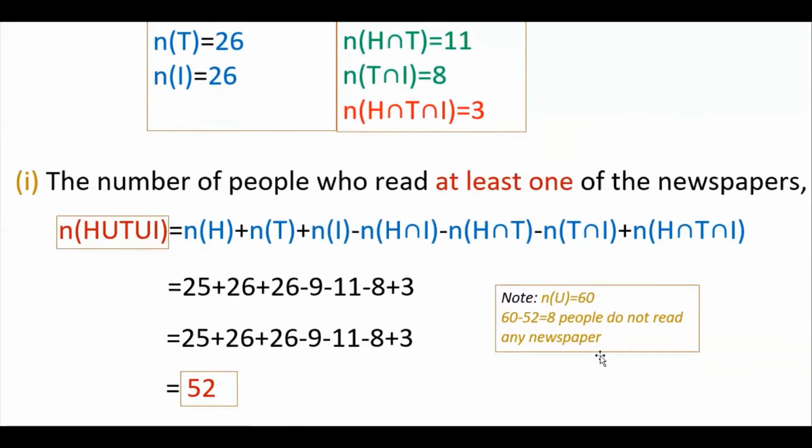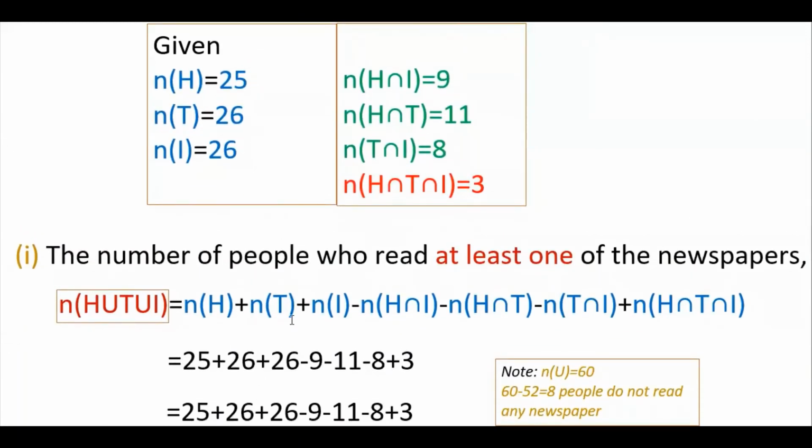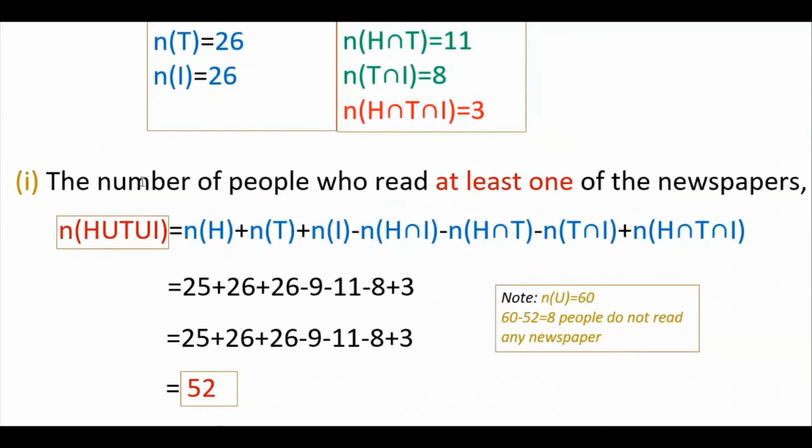So substitute the given values here. See here, n(H) is 25. So substitute all the values here. Then you will get the answer as 52. So this is the number of people who read at least one of the newspapers.